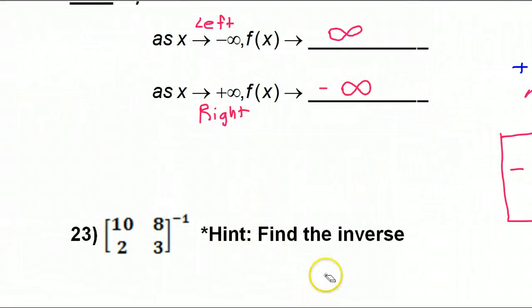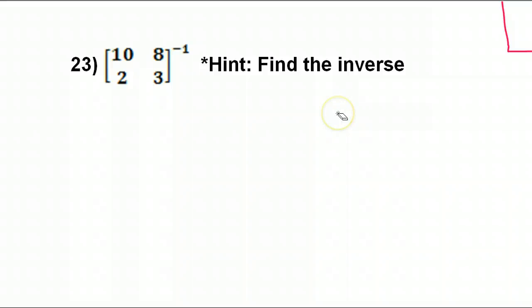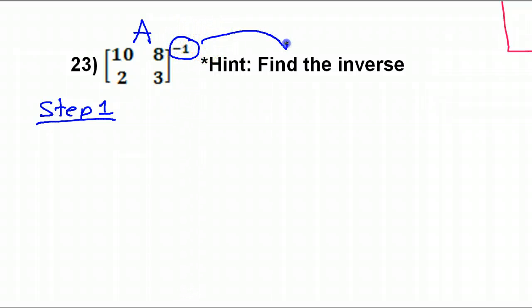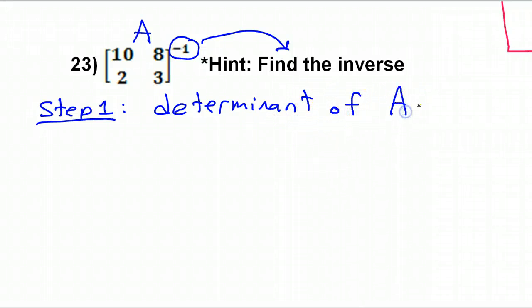Okay, let's move on to number 23. Finding the inverse. Now, finding the inverse of a matrix is a two-step process. So step 1, and I'm going to call this matrix A. And by the way, this negative 1 power means find the inverse. But the first step is to find the determinant.